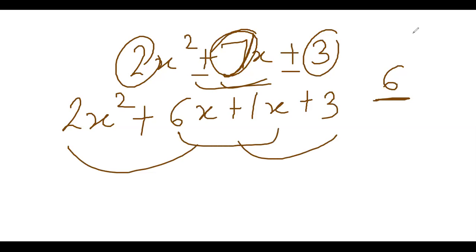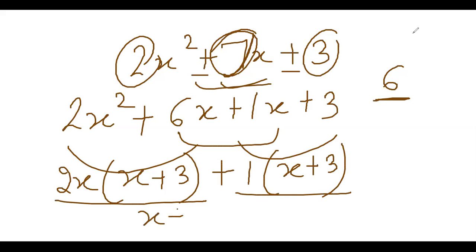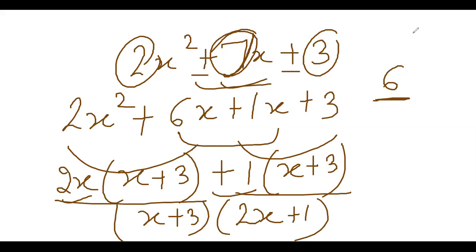Then we'll make the pairs and we'll factorize it. 2x common. Then what is left inside? x plus 3. Plus, then 1 common. What is left inside? x plus 3. Now in both these terms, x plus 3 is common. What is left inside? 2x plus 1. So these are the factors here. That means if we divide the expression by x plus 3 or 2x plus 1, it will be exactly divisible, or you can say these will be the factors of the given expression. That's why we say that these both are factors.